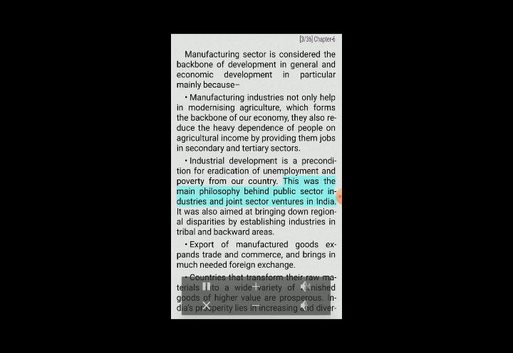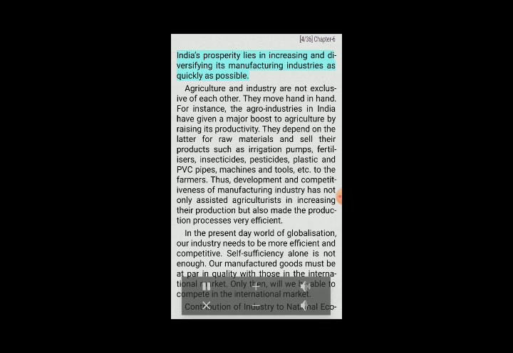This was the main philosophy behind public sector industries and joint sector ventures in India. It was also aimed at bringing down regional disparities by establishing industries in tribal and backward areas. Export of manufactured goods expands trade and commerce, and brings in much needed foreign exchange. Countries that transform their raw materials into a wide variety of finished goods of higher value are prosperous. India's prosperity lies in increasing and diversifying its manufacturing industries as quickly as possible.